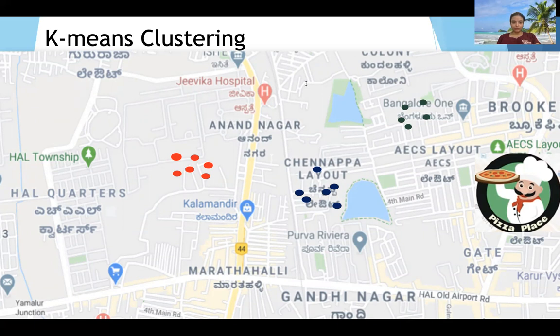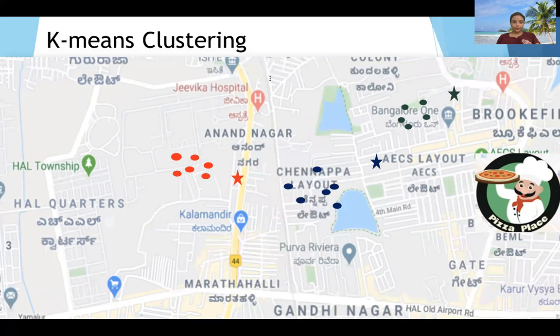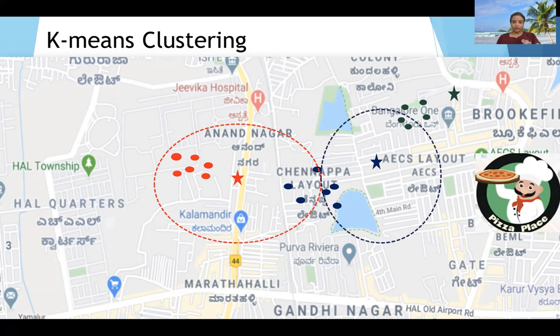So here is the algorithm. Let's choose 3 random locations for the pizza parlors, which are marked as black stars. People who live close to a pizza parlor will prefer to go to that pizza parlor. Here, the ones who are close to the red pizza parlor will go to the red pizza parlor, which is encircled by this red circle. Same for the blue star and the green star.